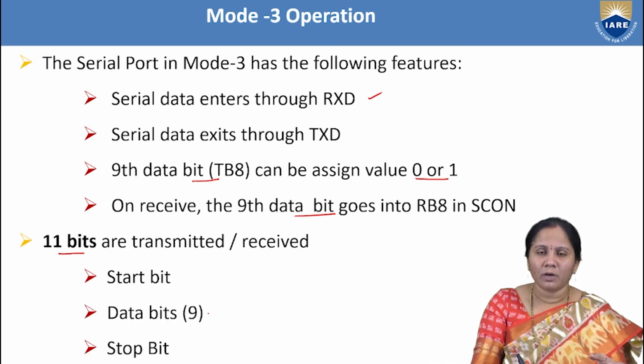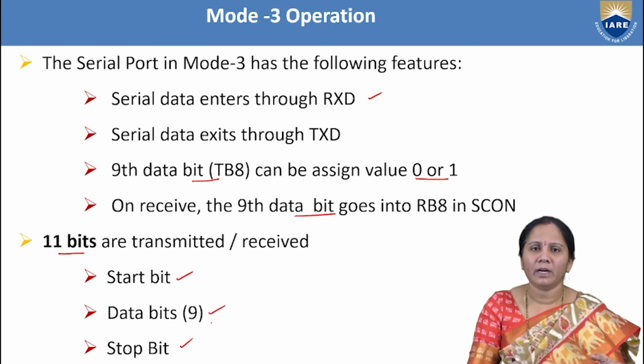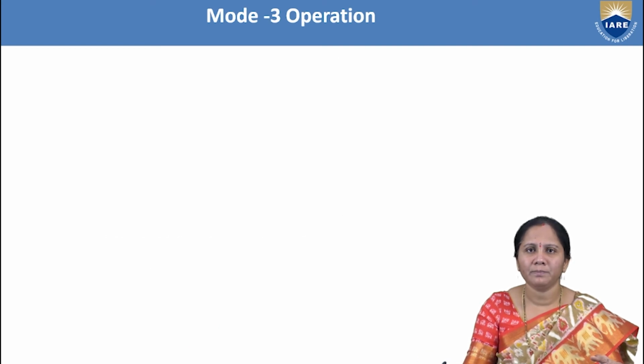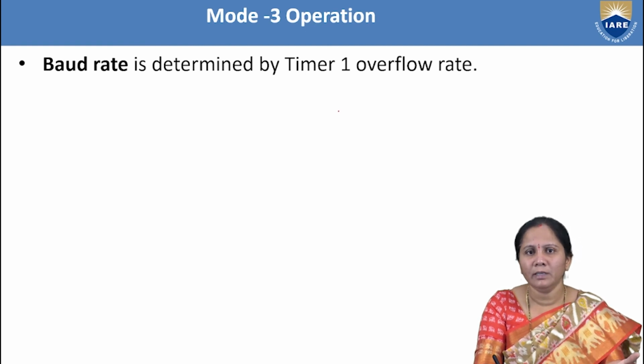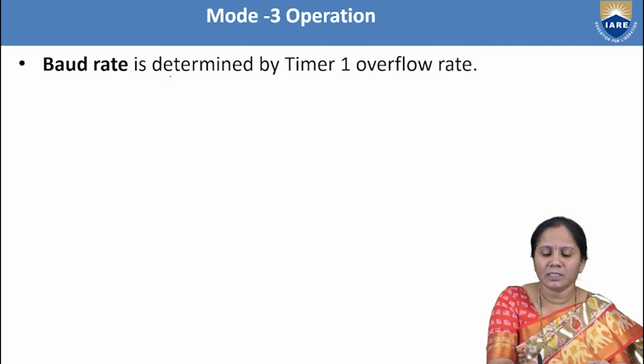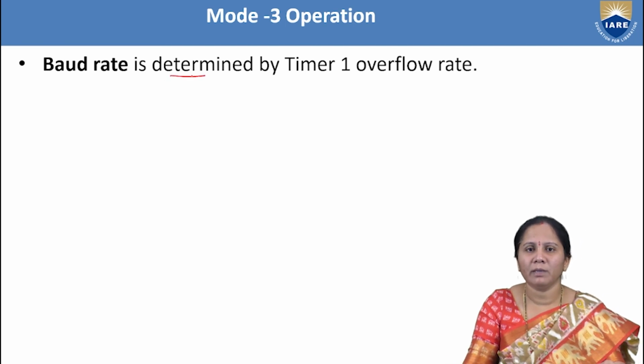The 11 bits are 9 related to the data, and one stop bit and a start bit will be added to that. So totally the character length will be 11. And the same figure will be similar to mode 2 operation. In this case, the baud rate is determined by the timer 1 overflow rate, whereas in mode 2, the baud rate is programmable.